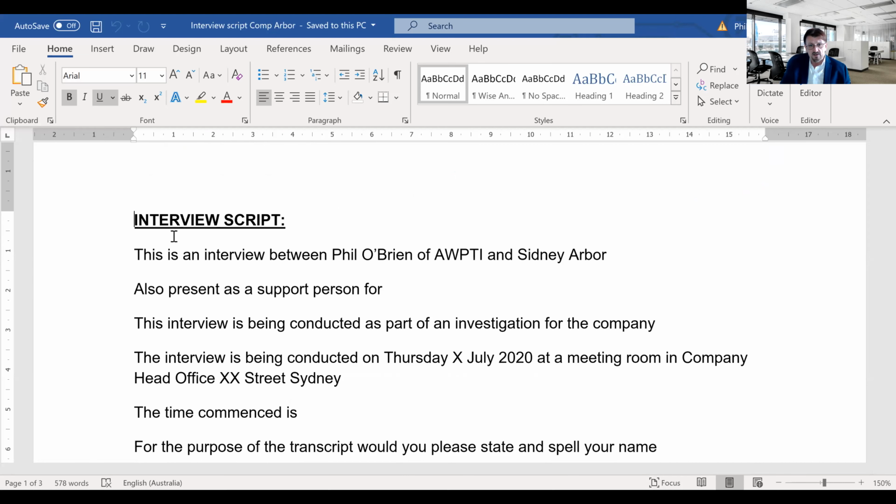So this is an interview between Phil O'Brien of AWPTI, Australian Workplace Training Investigations. This is Sydney Arbor being the complainant. That's the introduction. Also present as a support person. So Sydney's got a support person. And during the preamble, during the rapport building phase, if there's a support person, I'll say to the support person, John, do you understand your role as a support person?